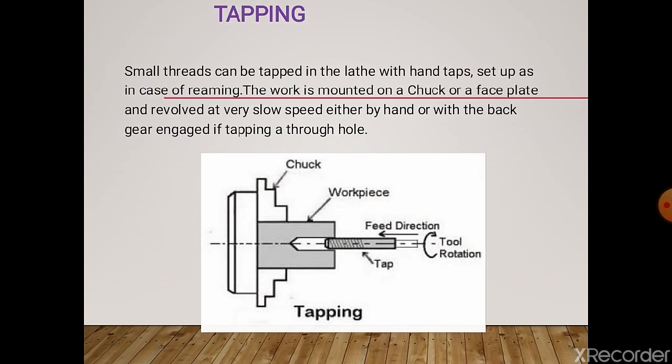And last operation is tapping. This operation is performed on a lathe machine. Small threads can be tapped in the lathe with hand taps set up as in the case of reaming. The work is mounted on a chuck or faceplate and revolves at very slow speed, either by hand or with the back gear engaged if tapping through a hole. This is the figure of tapping operation.